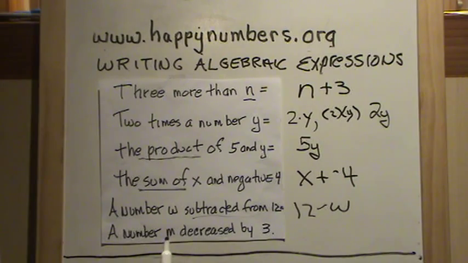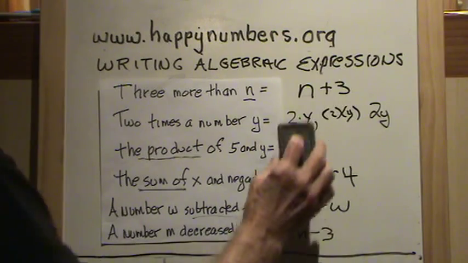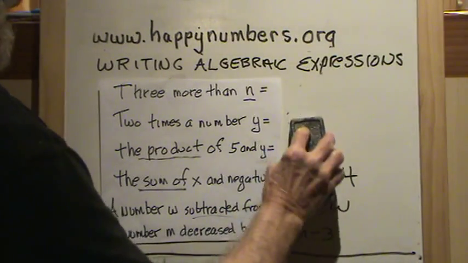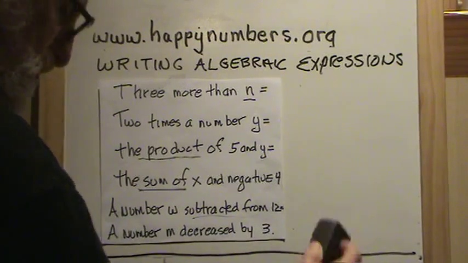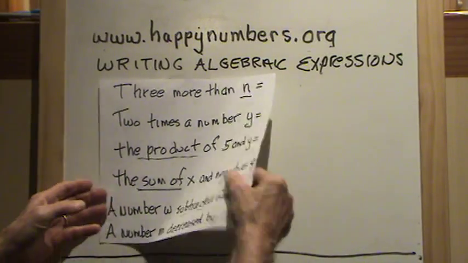A number m decreased by 3. M decreased by 3. Well, we know decreased means take away. So the number is m, and it is decreased by 3. Okay, let's take a look at a little different kind of problem, or introduce a new concept here.